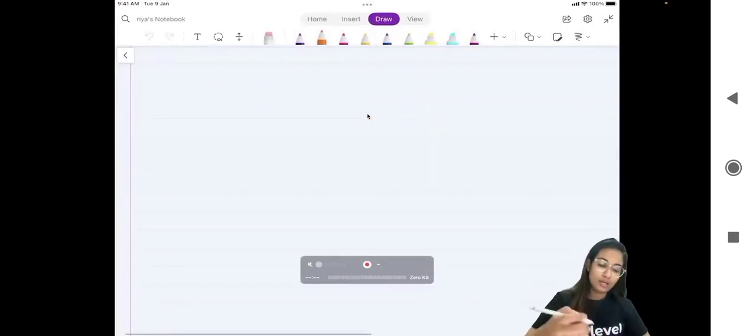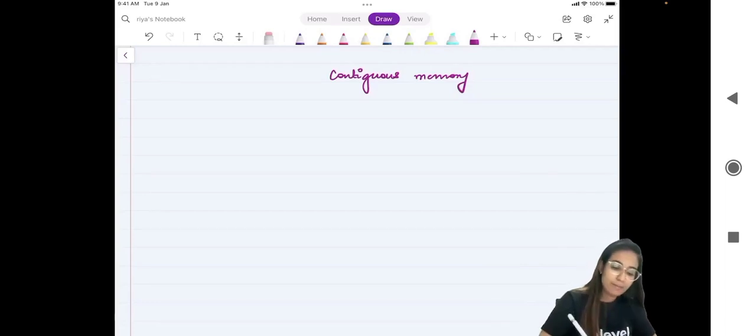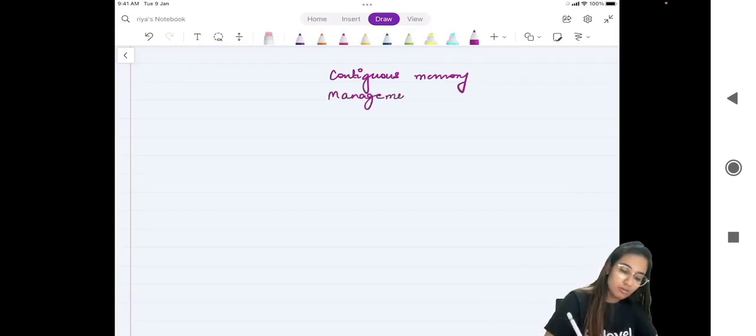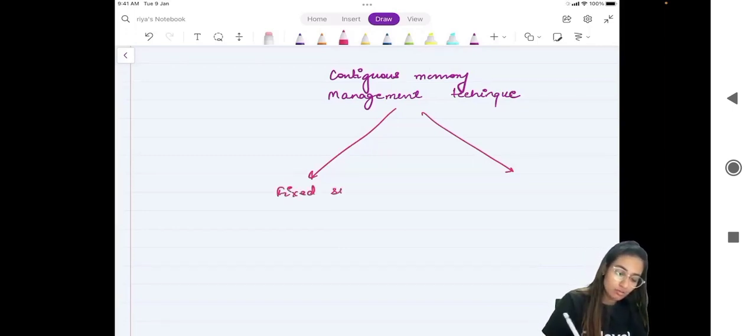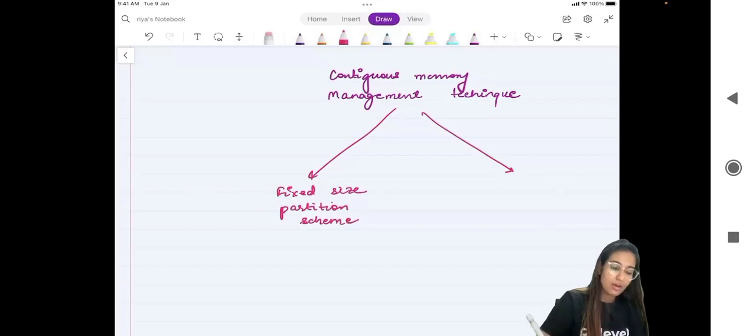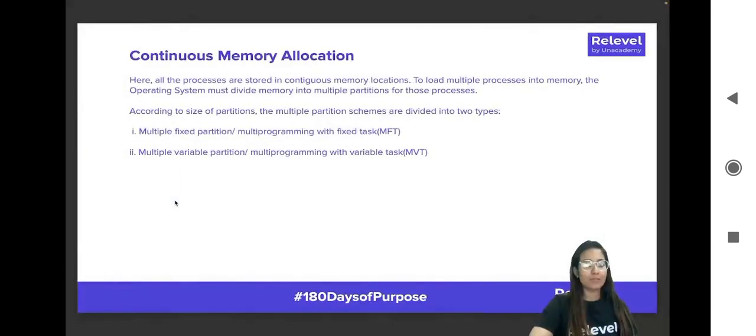Whenever you talk about the contiguous memory management technique, it is going to have two things: the fixed size partition scheme, and then the variable size partition scheme. First we will talk about the fixed size partitioning scheme.